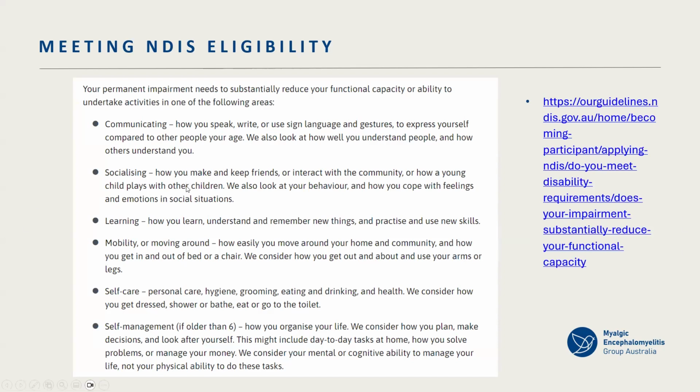These are the six domains, starting with communicating. To be eligible, you don't have to have reduced functional capacity in every single one. It's just one. But I suppose people with severe ME are probably going to tick the boxes for being reduced, probably across all of these.